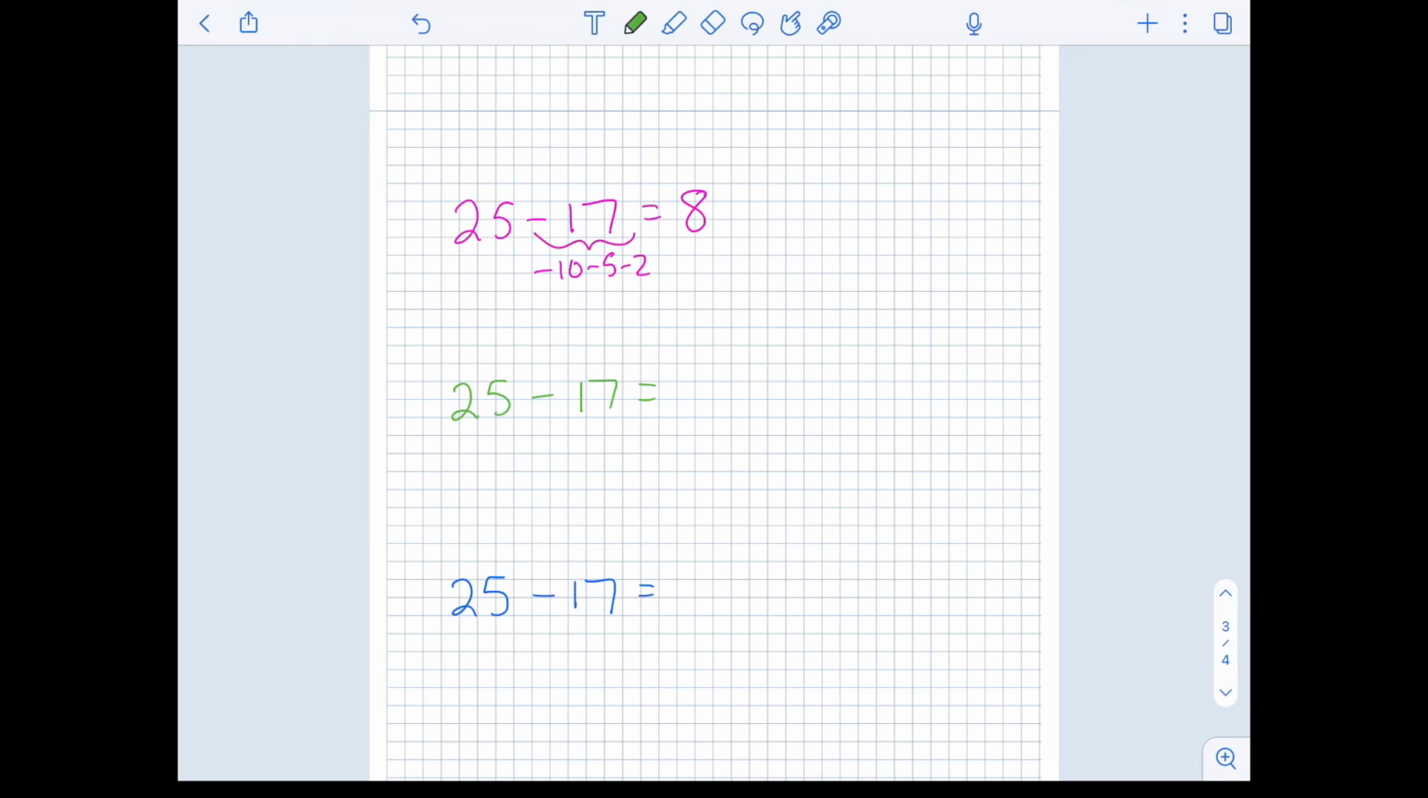Our second method was the add up or the count on method. We start at 17. Figure out what we need to add to get to 25. So for me, this would sound like 17 plus 3 is 20, plus 5 is 25. 3 plus 5 is 8, so 8 is my answer. I added 3 to get to 20, and then 5 to get to 25.